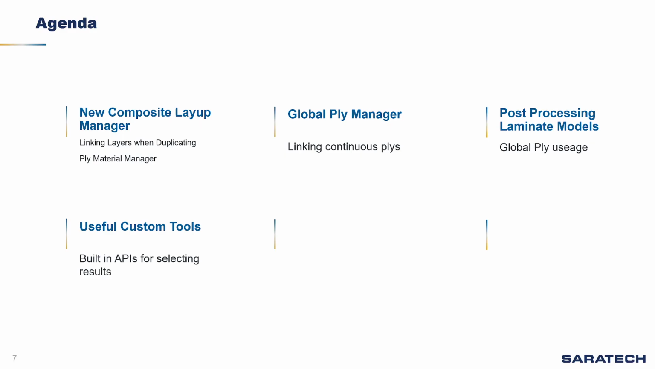Today's agenda, we're going to be looking at the relatively new Composite Layout Manager within Femap. There are some new features, like linking layers when you duplicate, in the Apply Material Manager, along with we'll take a look at the Global Apply Manager, how that works with linking continuous applies and post-processing and viewing these global apply models. We'll also take a quick look at some useful custom tools, APIs that help make selecting various plies a bit easier.